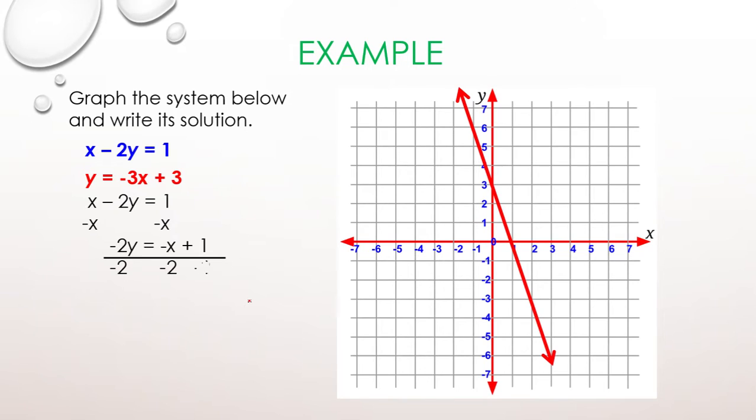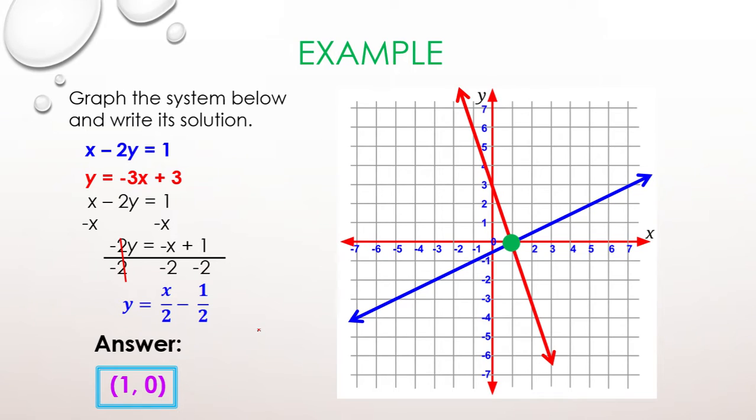Divide both sides by -2. We get y equals x over 2 minus 1 over 2. Graph that. Point of intersection, it is 1, 0. So that is the solution.